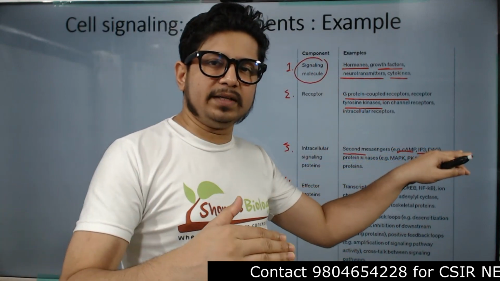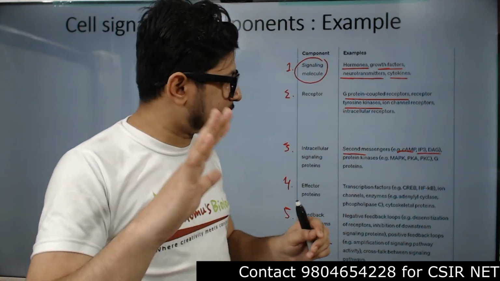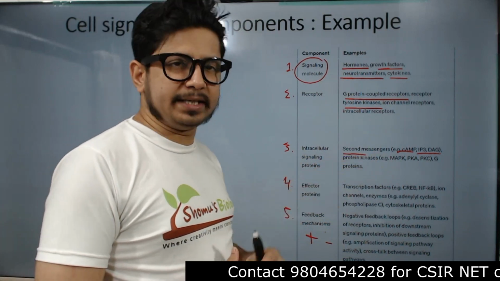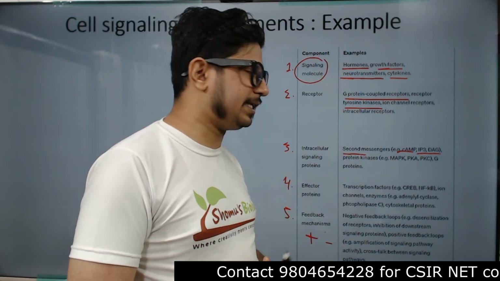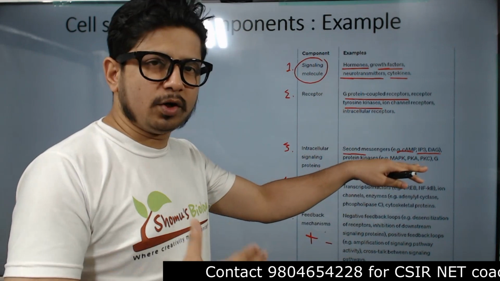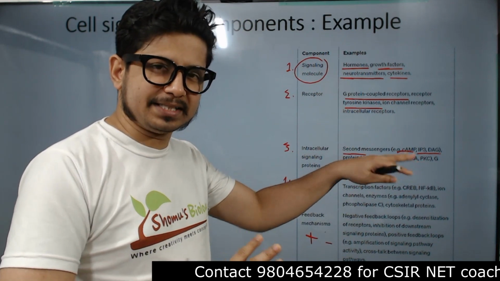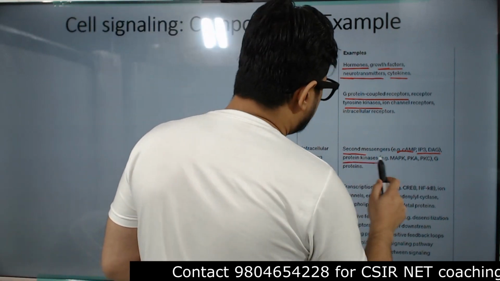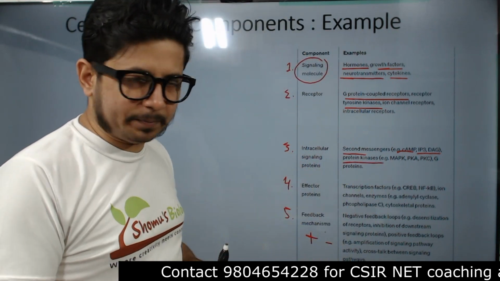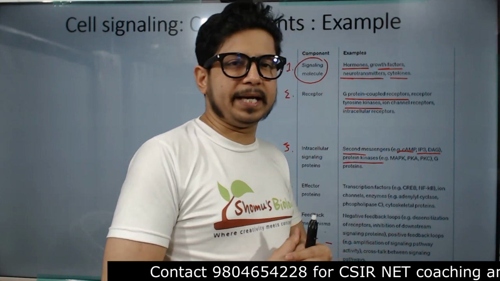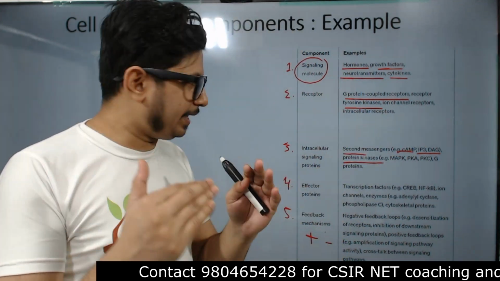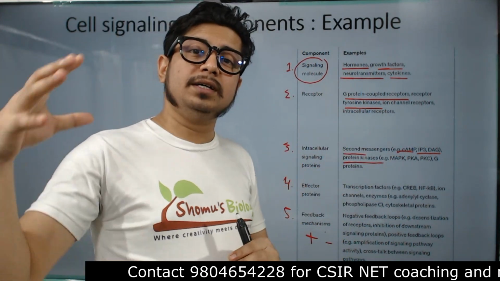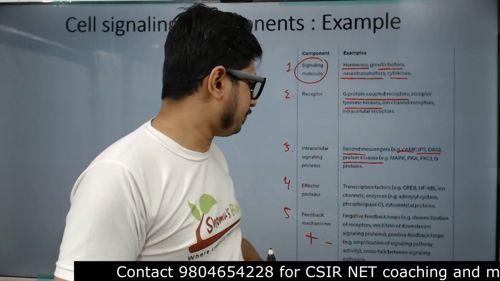IP3 and DAG are involved in the GPCR related pathway. We'll see that later. Protein kinases like MAP kinase, protein kinase A, protein kinase C. We'll see the role of protein kinases and MAP kinase in the receptor tyrosine kinase pathway, because protein kinases are the second messengers of the RTK receptor, and cyclic AMP, IP3, DAG are second messengers for mostly GPCR related pathways.